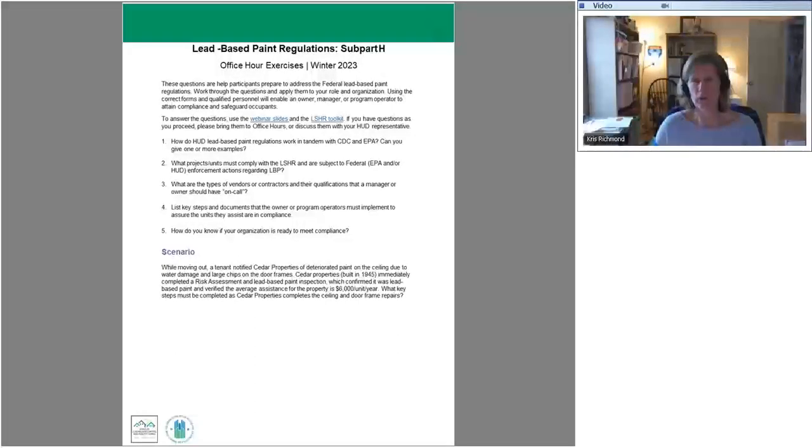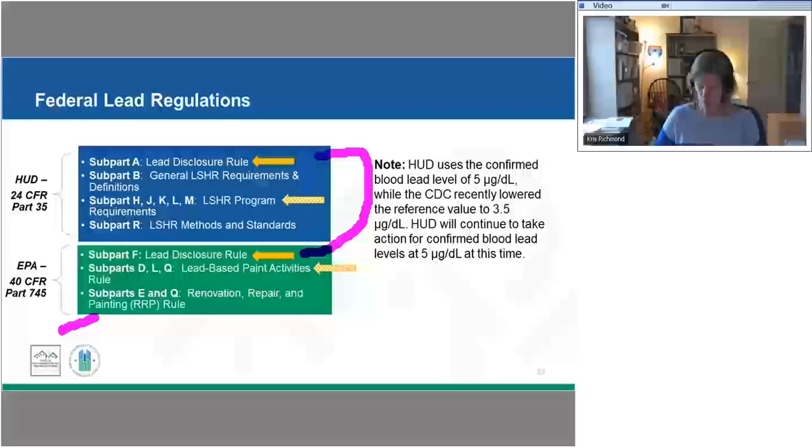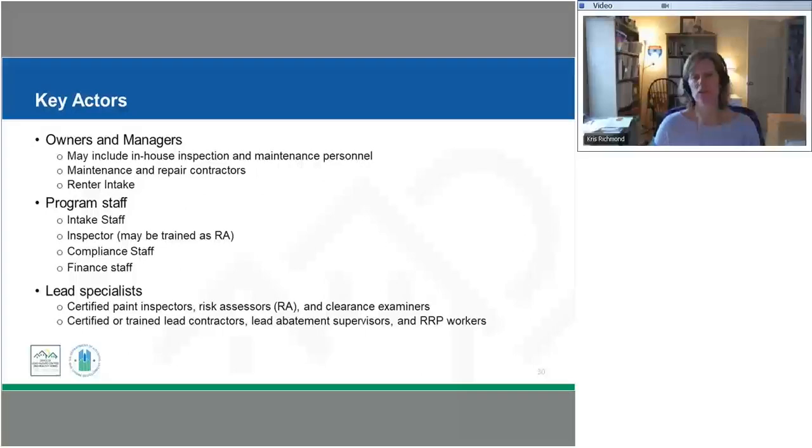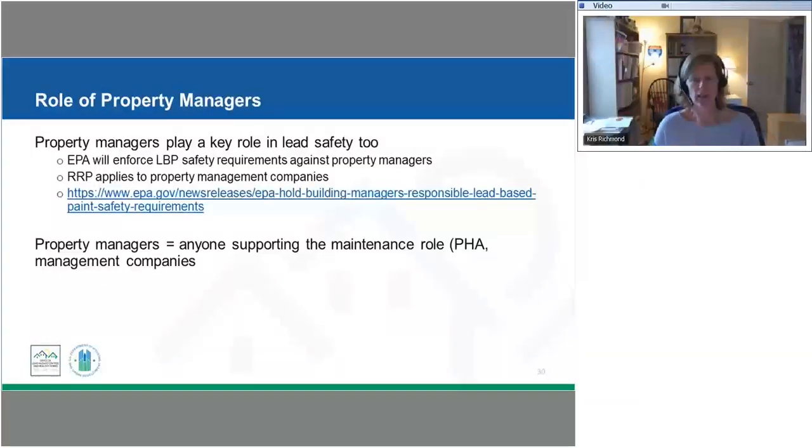We also, let me go back to my slides here. On slide 30, we mentioned some of the key actors. So we have our owners and our property managers, and their maintenance employees are going to be subject to federal enforcement actions regarding compliance with lead safe housing rule. We talked about, if we go to the next slide, we talked about the EPA now starting to do even more monitoring of property managers who are taking on the maintenance role to ensure that they have proper RRP training.